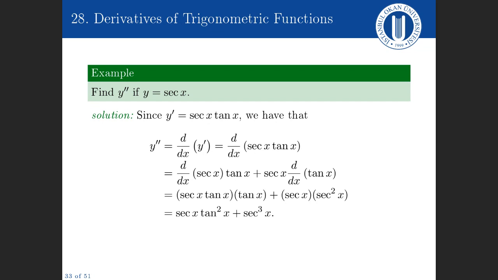Derivative of sec x is sec x tan x. Derivative of tan x is sec squared x. We obtain the answer sec x tan squared x plus sec cubed x.